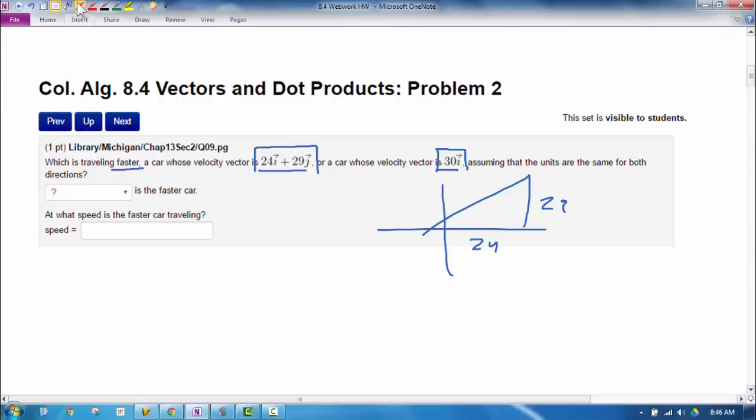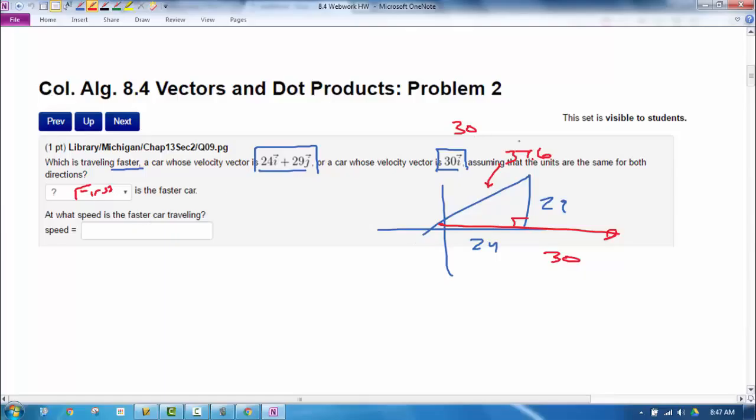And the other one just goes over 30. That one just is here, over 30. So one has a magnitude of 30. To find the magnitude of the other one, what I'm going to do is do the Pythagorean theorem. So I'm going to do a squared plus b squared equals c squared on this right triangle right here to find this length, which is the magnitude, and that gives you about 37.6. So obviously the first one's faster. I would say the first car for that one. So the speed then is what we get, which was 37.64 if you do the Pythagorean theorem.